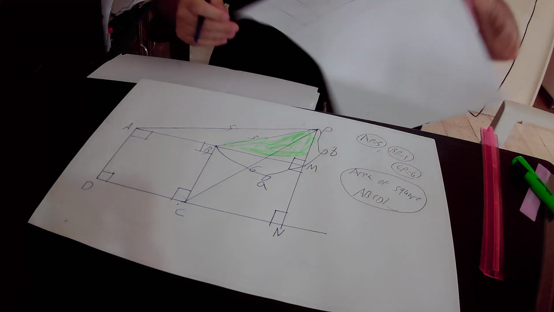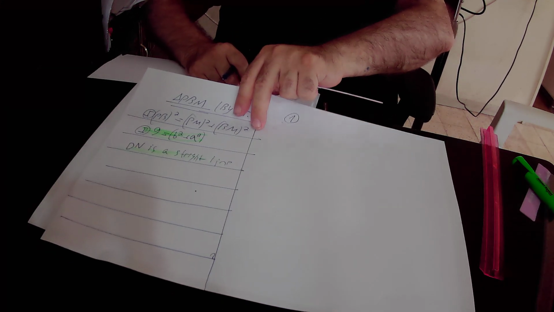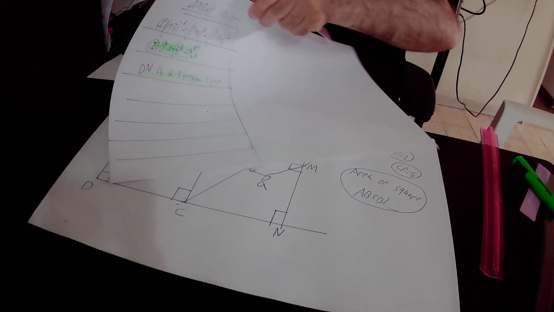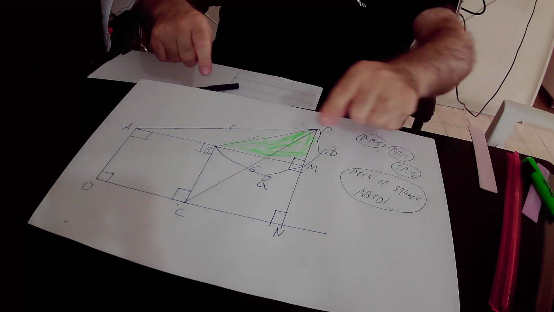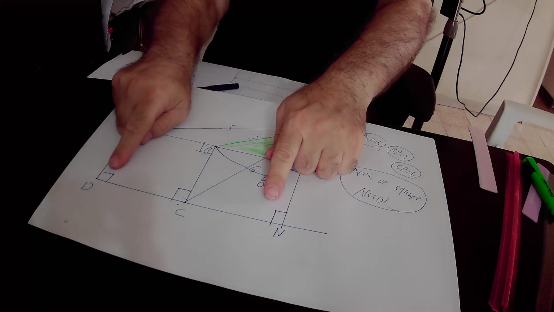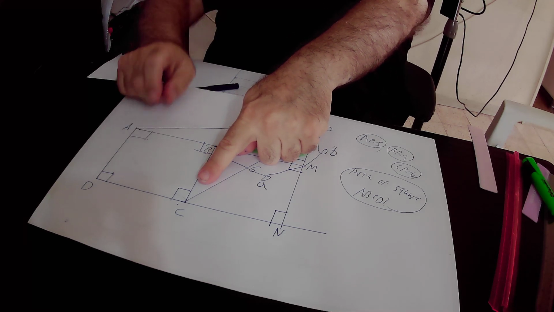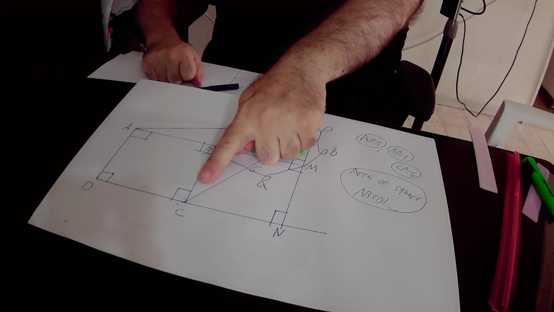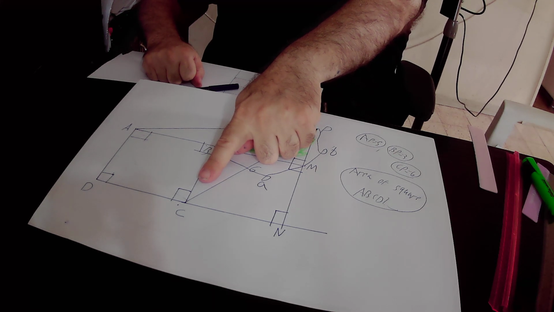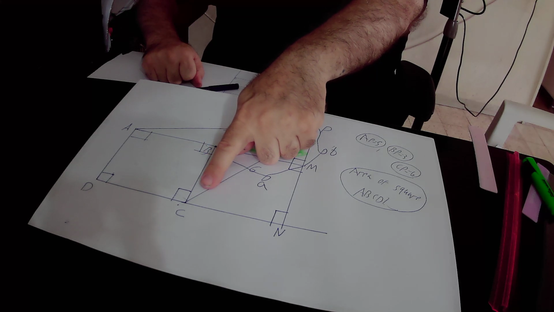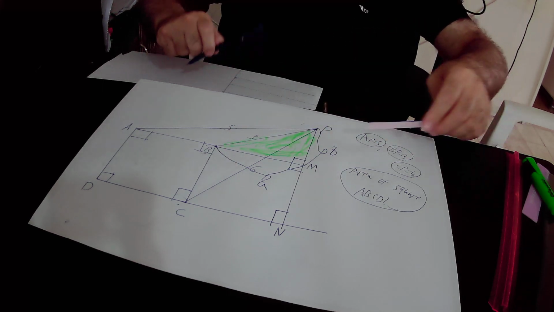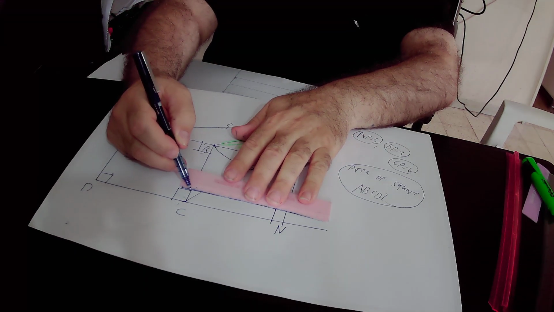I'll repeat again: line segment DN is a straight line. So if we focus on the upper side of the straight line DN at point C, the sum of the angles here must be equal to 180 degrees. So which angles do we have at point C in the upper side of DN? We have this angle that is equal to 90 degrees plus the missing angle. In total, they must be equal to 180 degrees. Therefore, the missing angle must also be equal to 90 degrees.